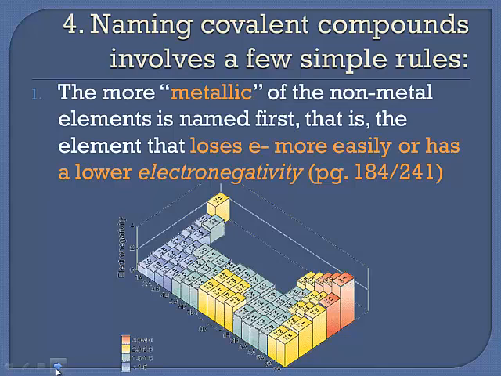What we see is that the most electronegative element on the periodic table is fluorine, where the least electronegative element on the periodic table is cesium. So the further you are from fluorine, the less electronegative you are, and the more metallic. We do have a table on the back of our periodic table which gives you values for electronegativity. The lower the number, the lower its electronegativity.